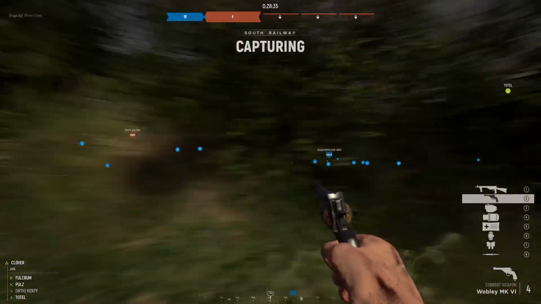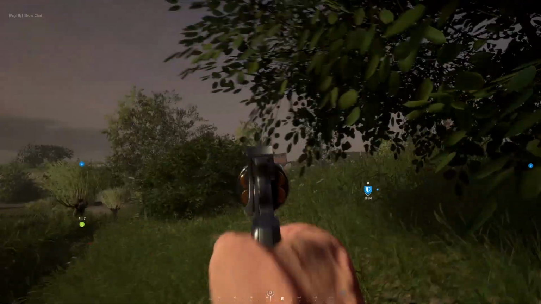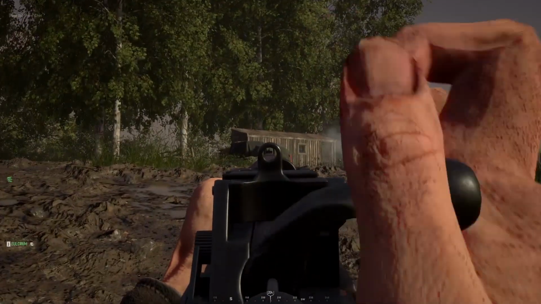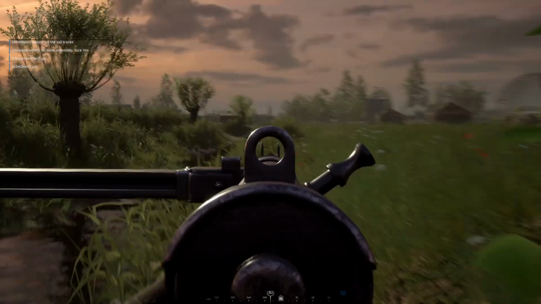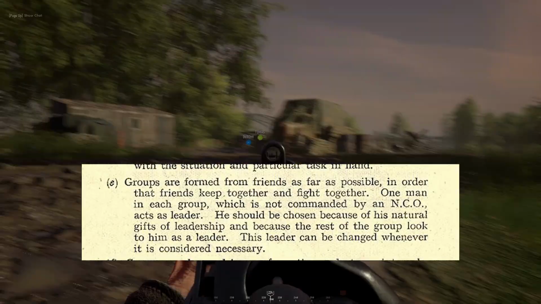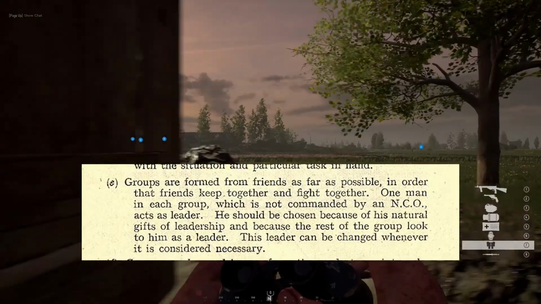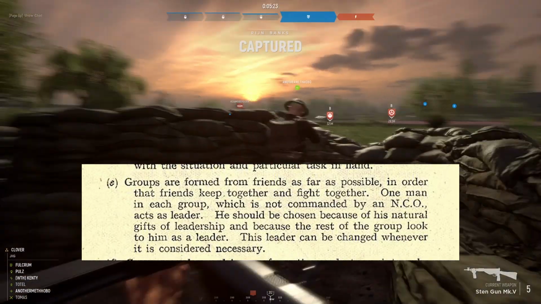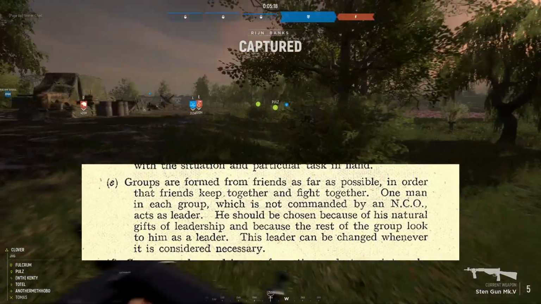A more complex variation of this tactic was to allow full-strength squads to form 3 groups, thereby achieving the maximum tactical dispersion. In this scheme, 1 man in each group took his orders from the leader, reducing the burden of command. The way this was supposed to work was a remarkable statement of the group ethos of comradeship. "Groups are formed from friends as far as possible, in order that friends keep together and fight together. 1 man in each group which is not commanded by an NCO acts as leader. He should be chosen because of his natural gifts of leadership, and because the rest of the group look to him as leader. This leader can be changed whenever considered necessary."